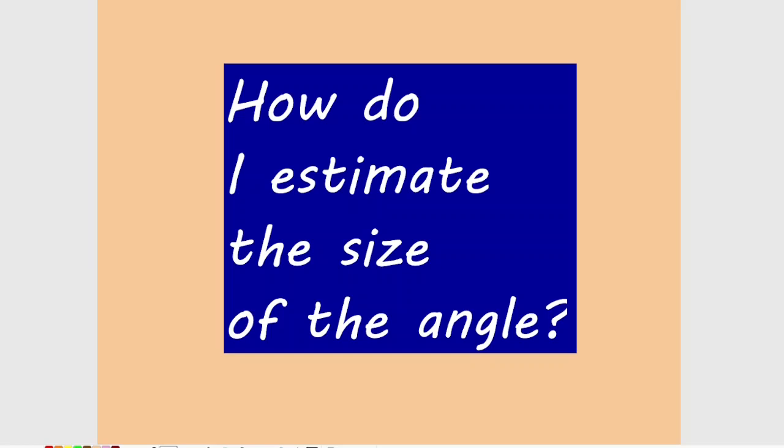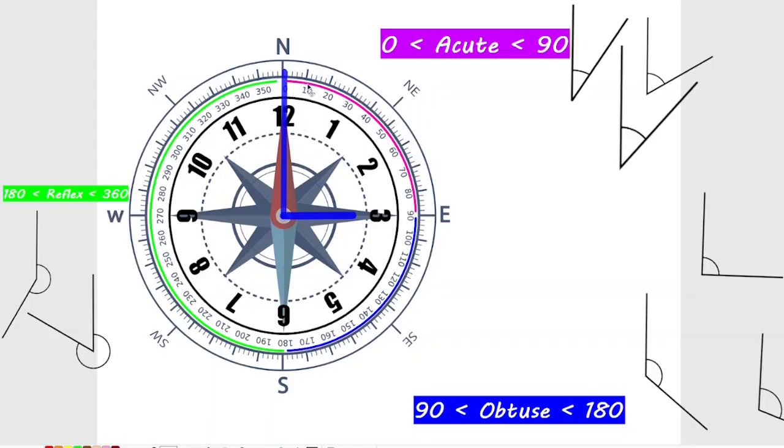Next part is, how do I estimate the size of the angle? So, you can always take a wild guess. Let's get an estimate, like a clever guess, and have a strategy of how to do that. I've got my compass here, which has the degrees all the way around. I also have a clock face, which goes around as well. I am making an assumption that you can tell time, at least to o'clock.